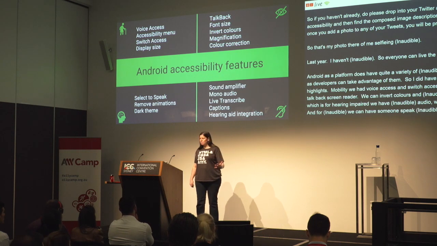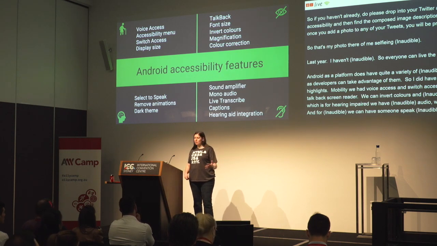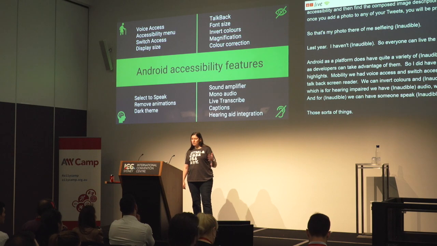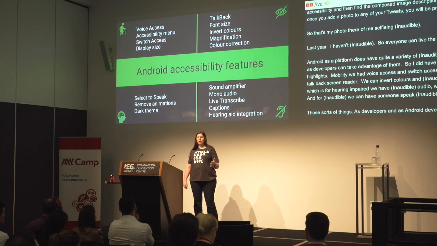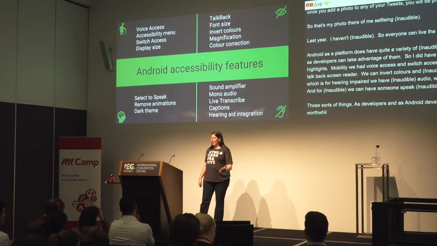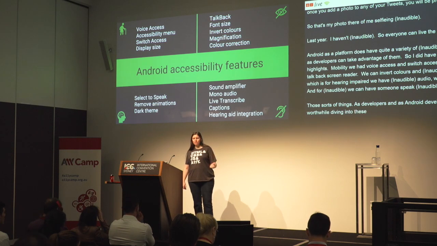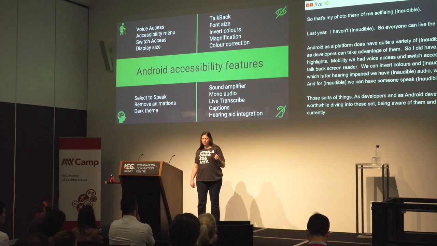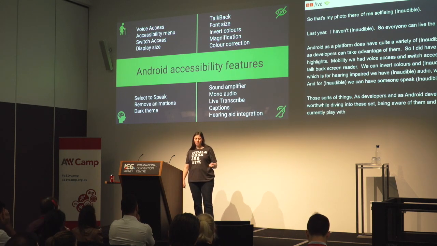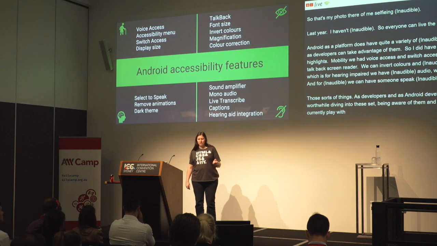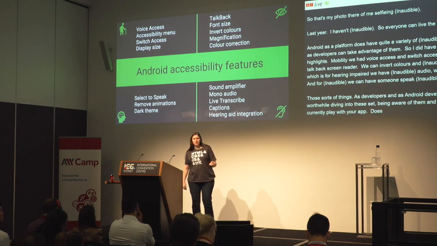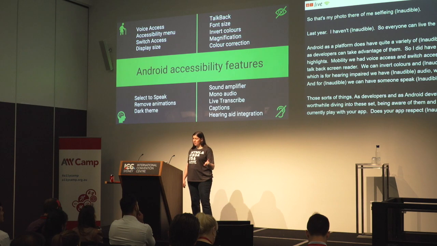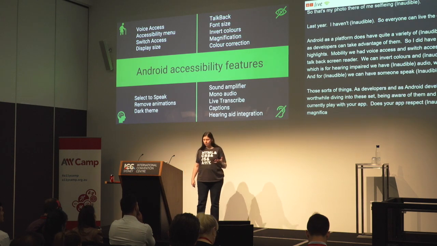So as developers, and as Android developers in particular, I think it's worthwhile diving into these settings, being aware of them, and understanding how these settings currently play with your app. Does your app respect font size? Does your app respect magnification and inverting colours? Does your app respect switch access? Though you might need to buy some switches to check that.